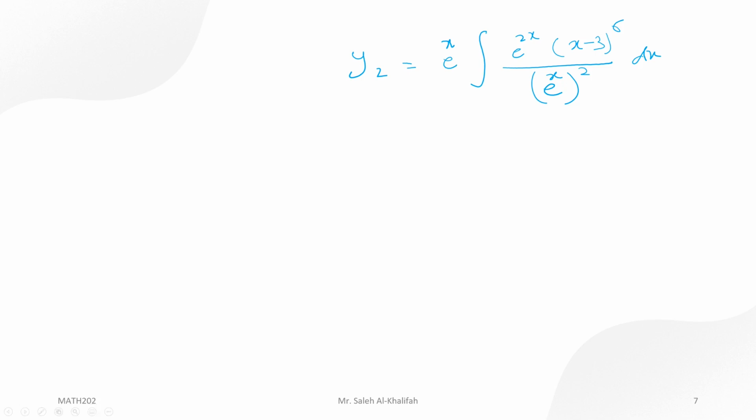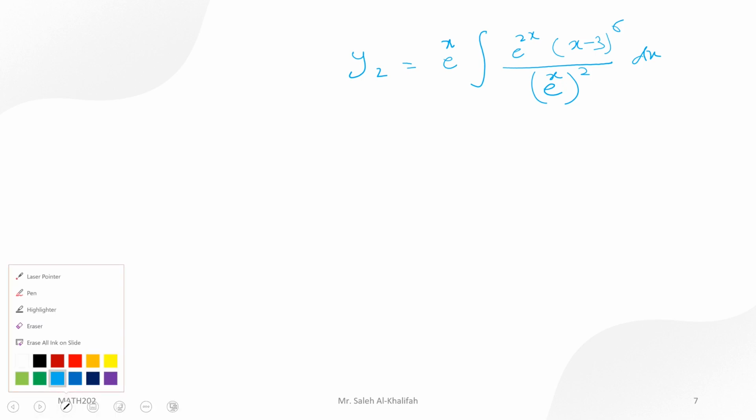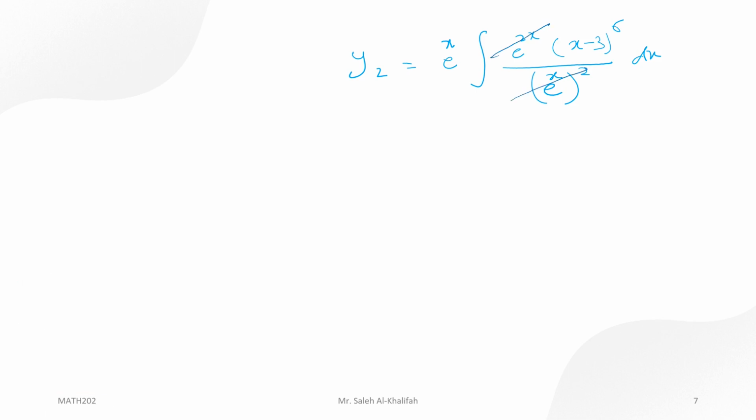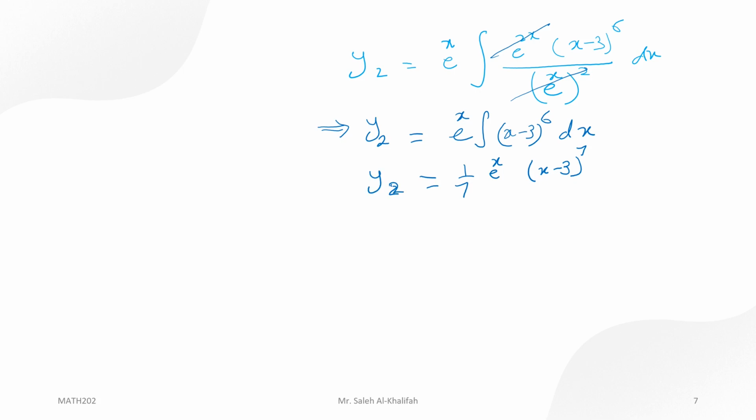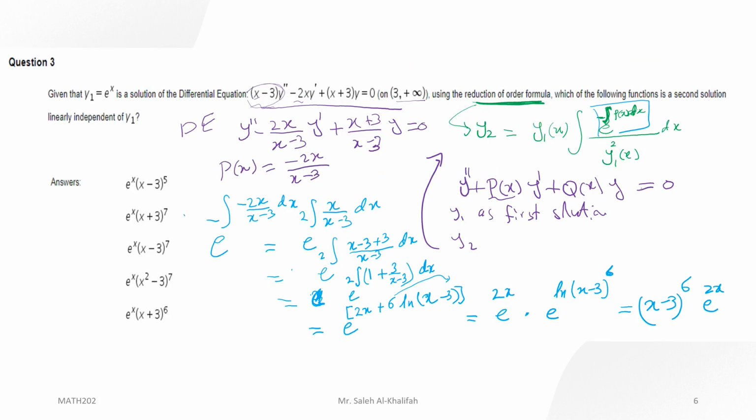Now we have cancellation. This term will be gone with this term. So this implies that y2 is nothing but e to the power x, the integral of x minus 3 to the 6th dx. So we can find it easily, 1 over 7 e to the power x, x minus 3 to the 7 plus a constant c, we can assume it to be 0. So this is y2. هذا second solution. طيب لكن في الخيارات ما عندنا 1 over 7.